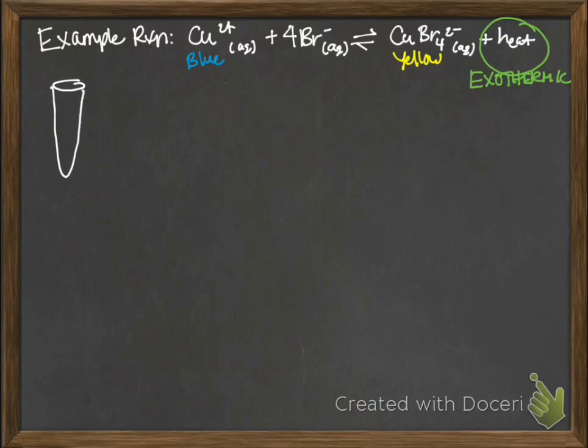So if we have our test tube, we set up our equilibrium system as we discussed earlier, and if we have our blue solution here, we want to shift this reaction to the right to make it yellow, and we want to change the temperature. So what we can do is we can put this test tube on ice. And what happens if we put this test tube on ice?